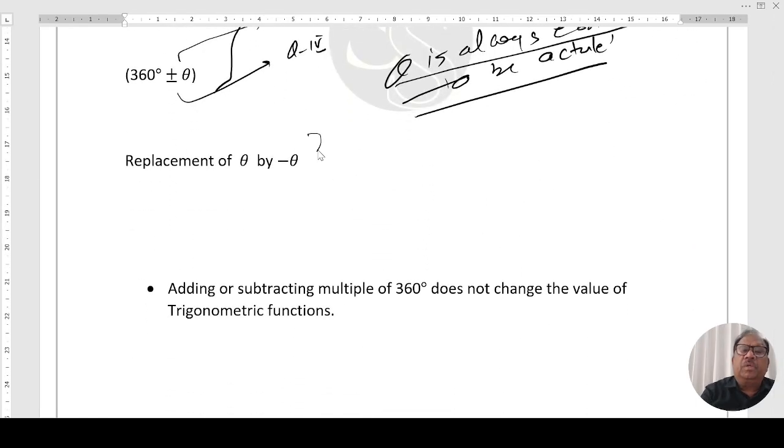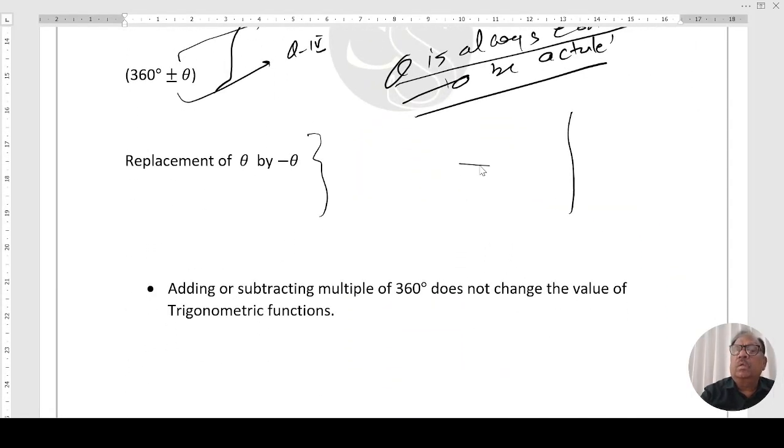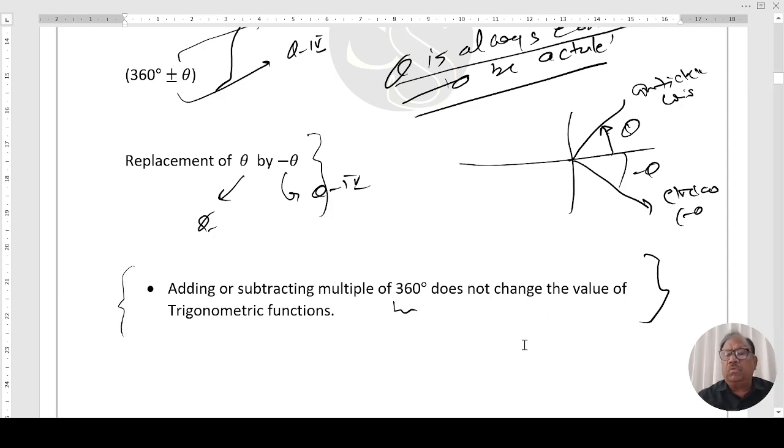Replacement of theta by minus theta. Theta means every angle is measured with respect to positive direction of x-axis anti-clockwise. This is theta. If we move clockwise, this is minus theta. Theta in quadrant first, so this would be quadrant 4. Adding or subtracting multiple of 360 degree does not change the value of trigonometric functions. Right? Now, let's start with the questions.